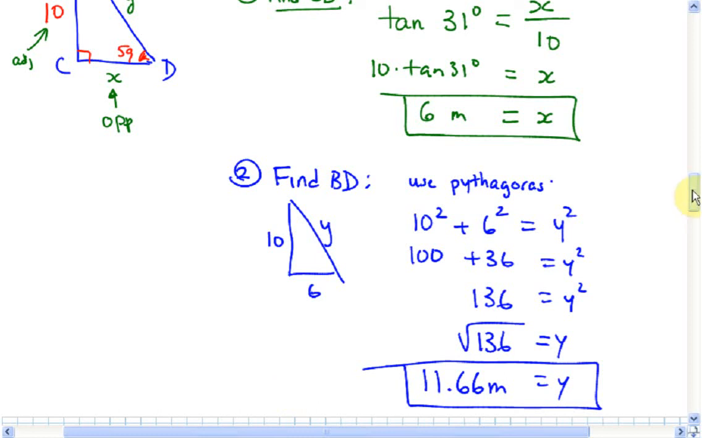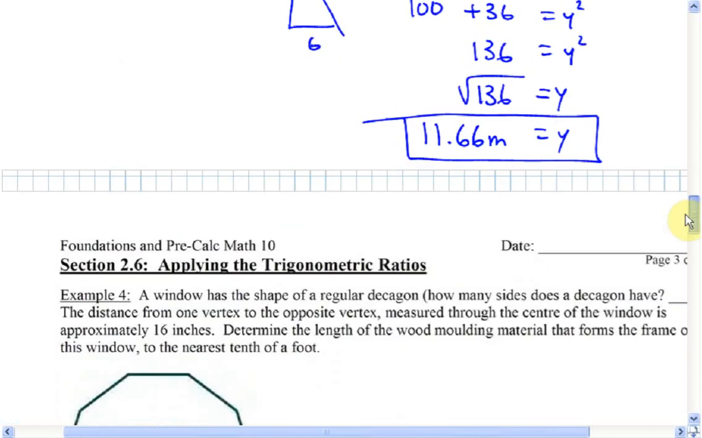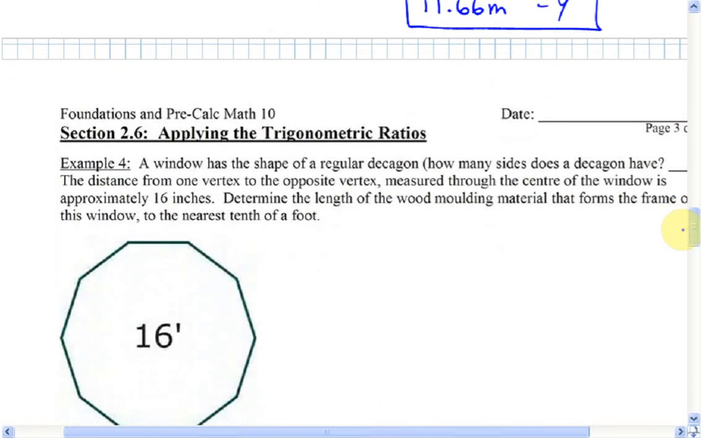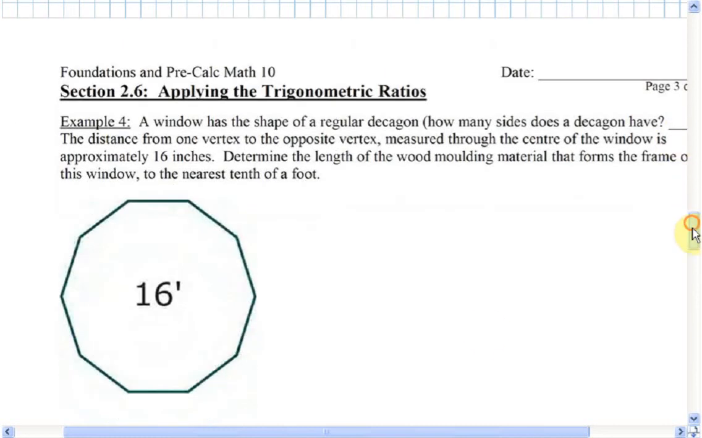Now it gets really, really interesting. Ladies and gentlemen, have you seen windows like this before in this shape? Okay, this is a regular decagon. By the way, how many sides does a decagon have? Katrina? 10. Deca is 10. Good.